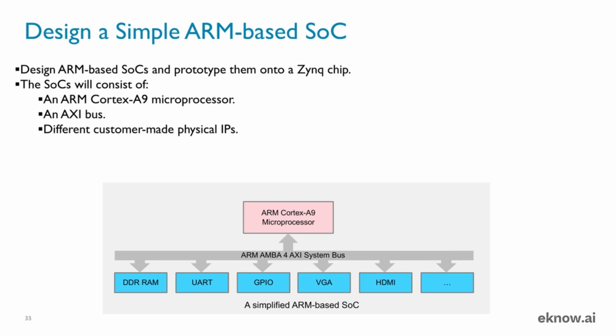We have blocks like DDR RAM, which is our system's main memory. There's a UART for serial communication, perhaps to a computer. We have GPIO, which stands for General Purpose Input/Output, for controlling simple things like LEDs or reading buttons. We also see VGA and HDMI for video output.